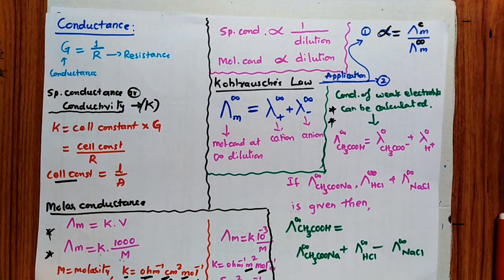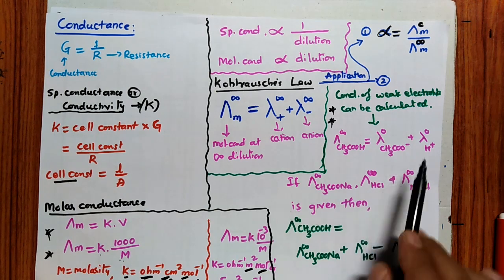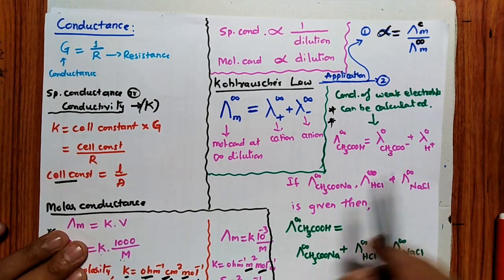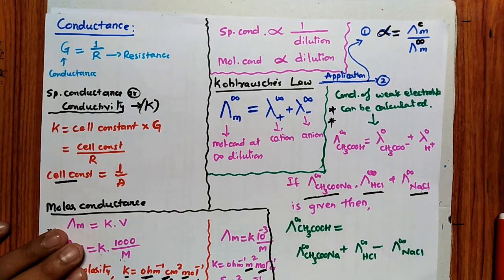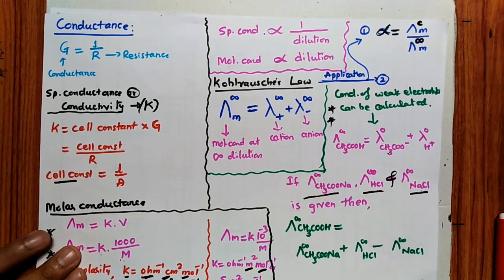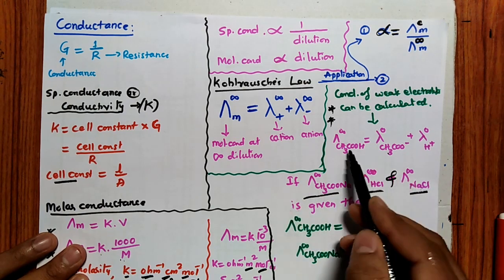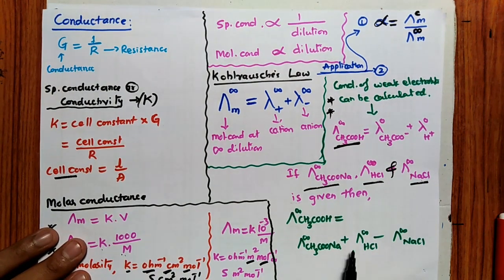If they ask lambda infinity of CH3COOH, how can we write? It is the contribution of acetate ion and H plus, which you can calculate from strong electrolytes. To get CH3COO minus and H plus, they will give these three: CH3COONa molar conductivity, HCl molar conductivity, NaCl molar conductivity. You have to arrange them so you get this: molar conductivity of CH3COONa plus molar conductivity of HCl minus molar conductivity of NaCl.